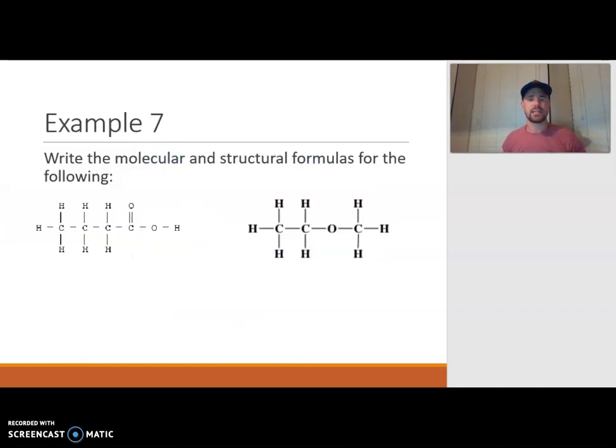So let's take a look at example 7. In example 7, I have 2 molecules shown, and what I'd like you to do is write the molecular and the structural formulas for each. Remember, the molecular formula just tells us what elements are there and how many of each. It's convention that when you're looking at organic compounds, which contain carbon, C is written first, then hydrogen, and then any remaining elements, such as oxygen.